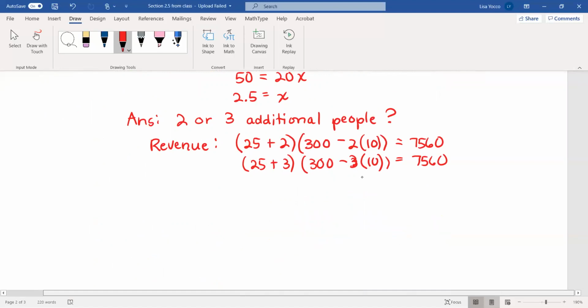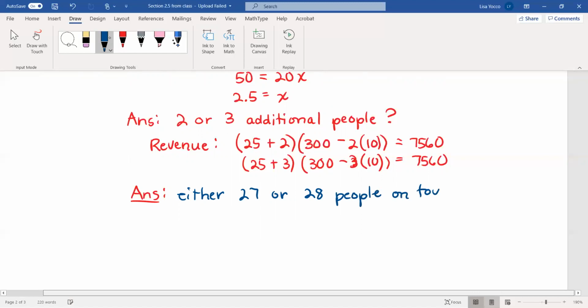So the answer: either 27 with 2 additional people, that's going to be 27, or 28 people on the tour will give maximum revenue.